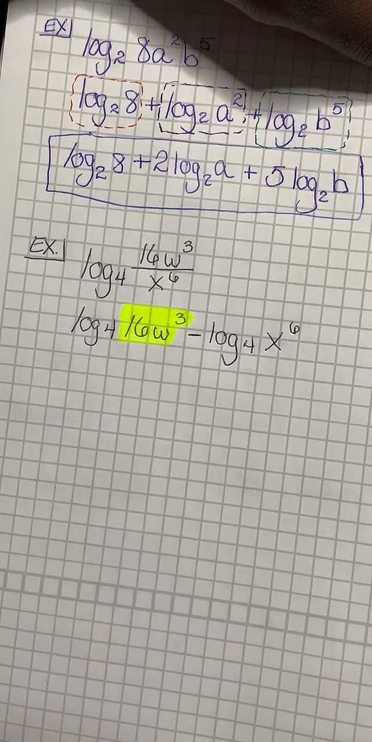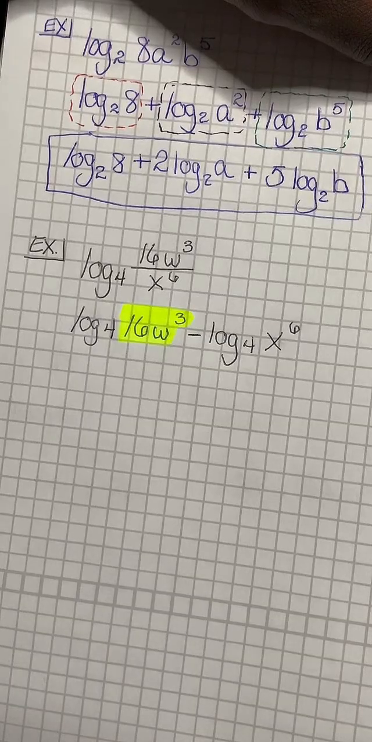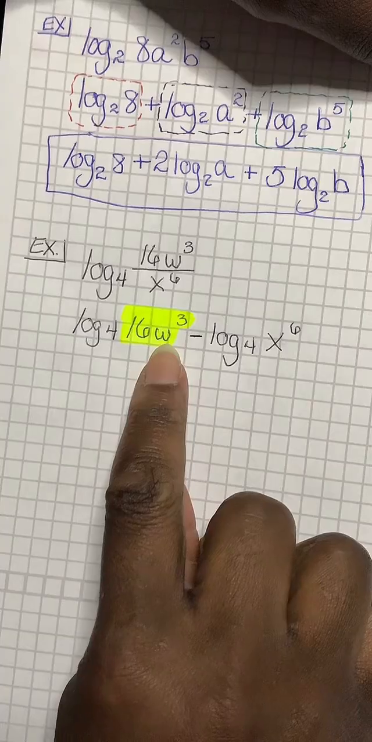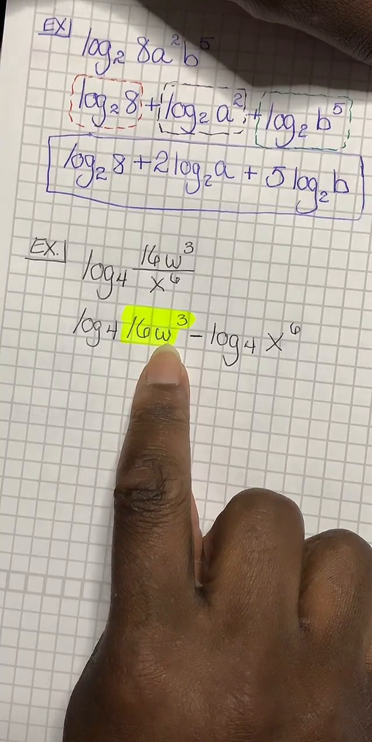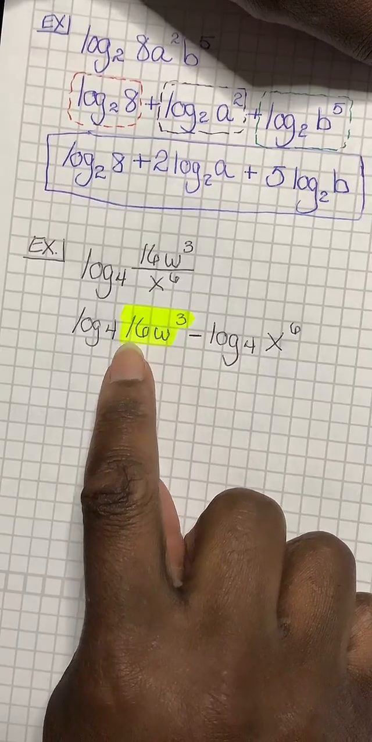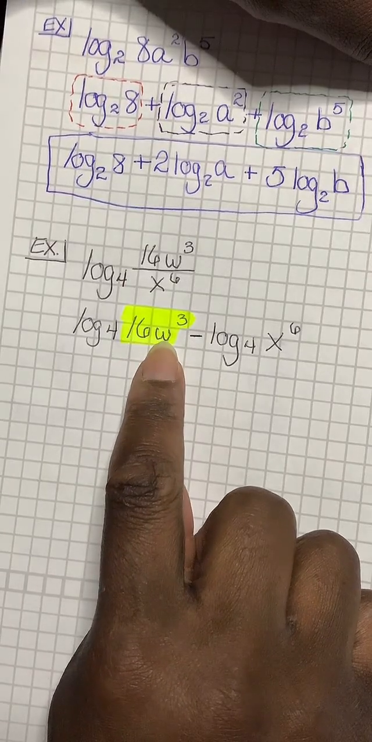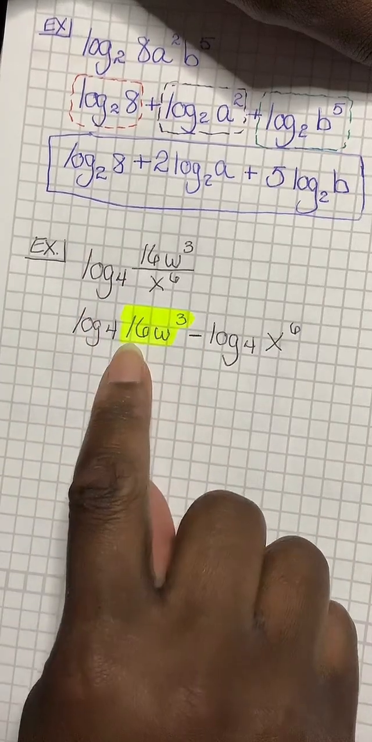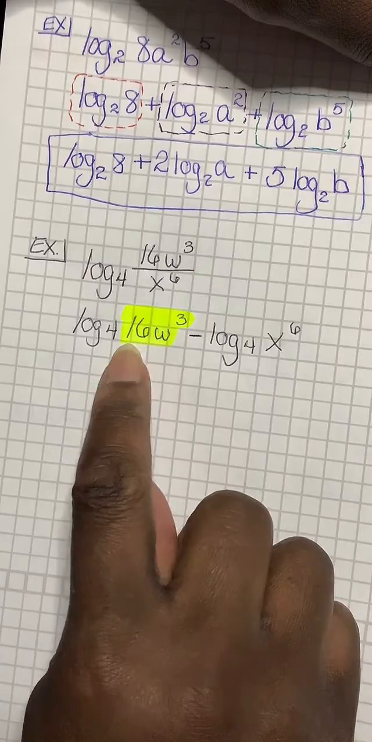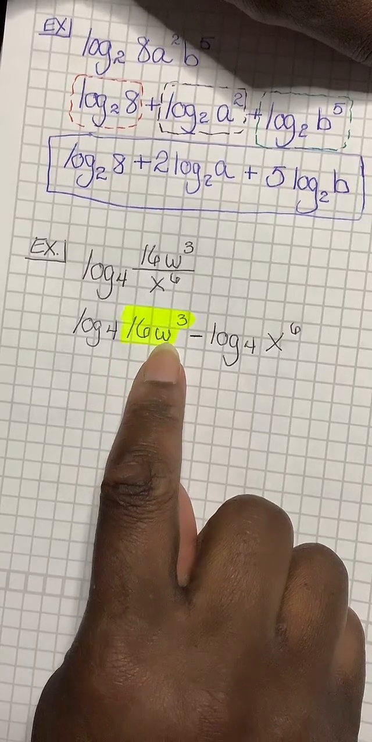What's actually being raised to the 3rd power? I'm seeing W, W, W and W. So just the W is being raised to the 3rd power. Only the W. Now, if there was a parenthesis around that 16 and that W, yes, that 3 pops in front. But the 16 is not being raised to the 3rd power, just the W.